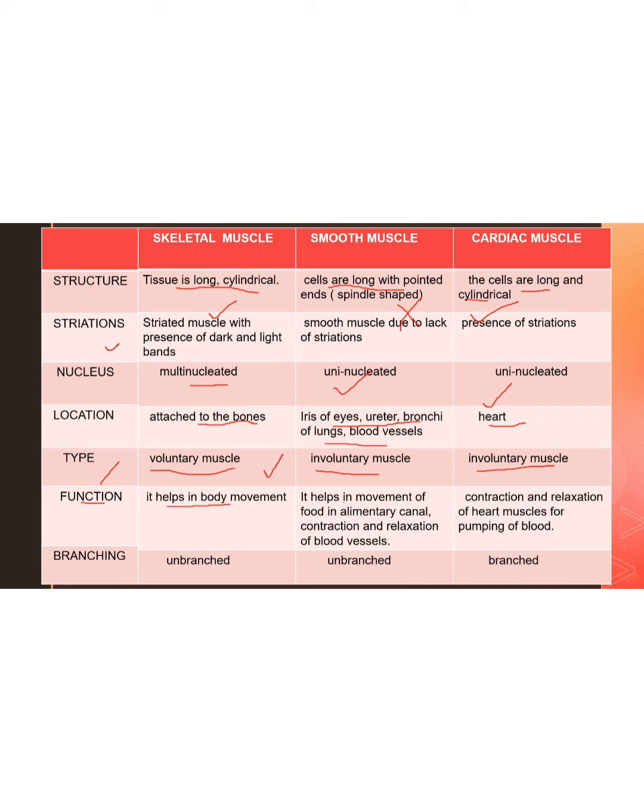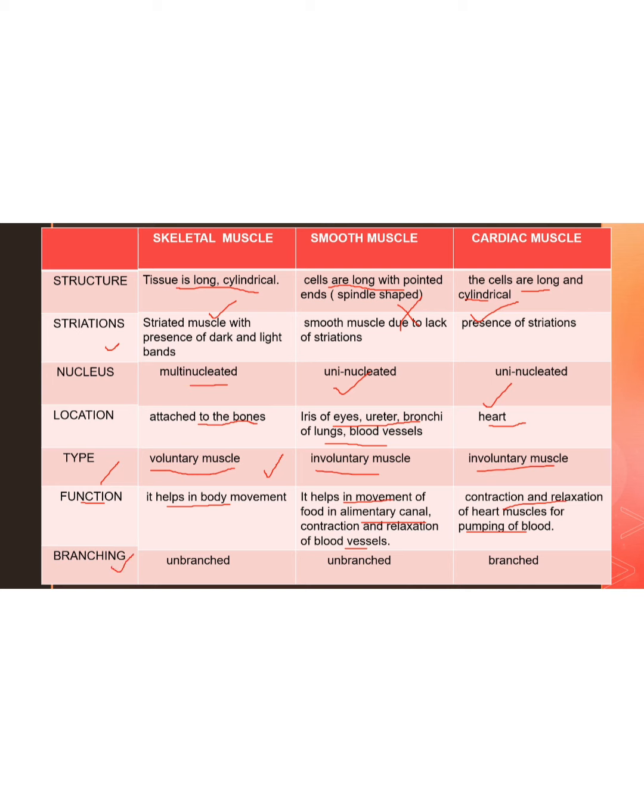Next, smooth muscle helps in movement of the alimentary canal, and helps in contraction and relaxation of the blood vessels. Okay, cardiac muscle function is to provide contraction, relaxation or pumping of blood. Okay, next, the last thing we'll talk about is your branching.